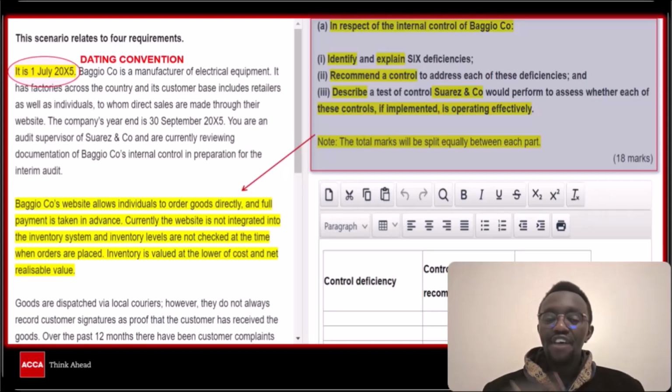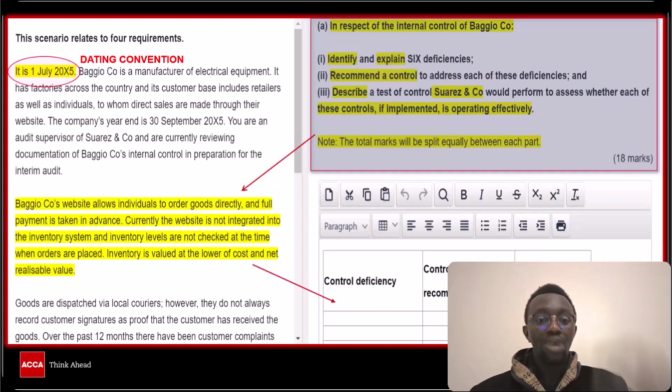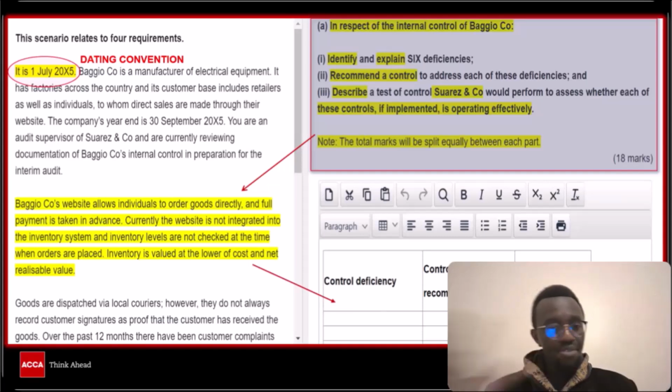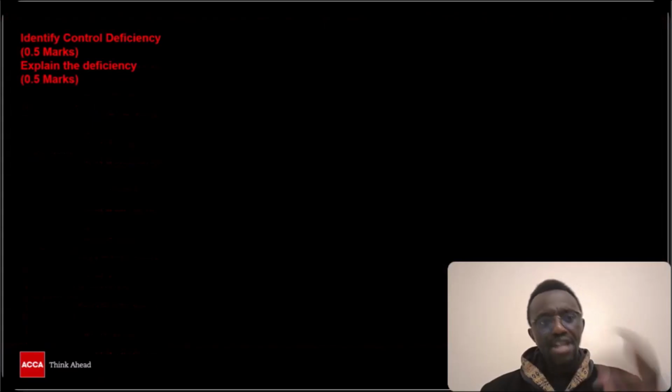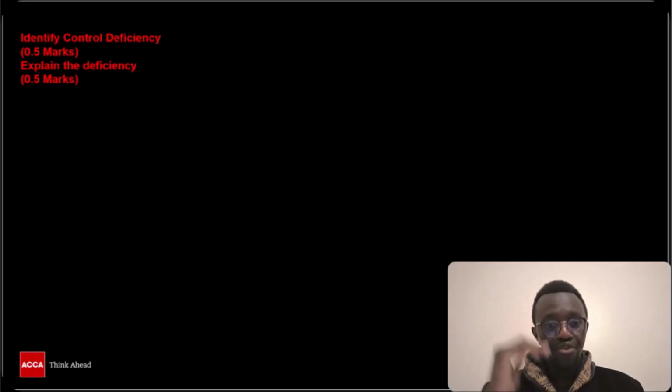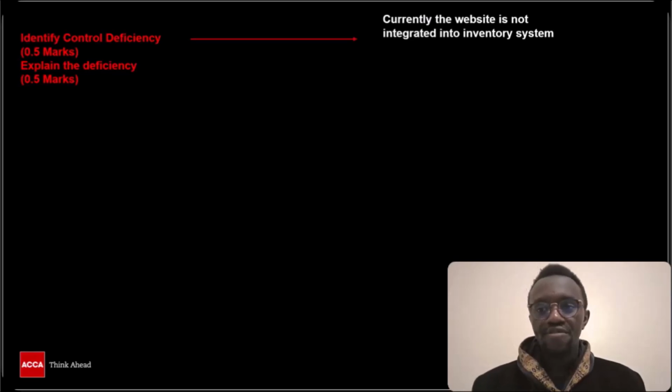So there I've picked up one of my controls, I've identified it. Now the next thing is just put it there in the table. Once I've gotten all of them, I can now put them in the table and arrange them appropriately well. Now, identifying the control deficiency and explaining the deficiency, as I told you, is 1 mark, 0.5, 0.5, right? But then I pick up this thing. Currently, the website is not integrated into the inventory system. All right, that's my identified control deficiency.